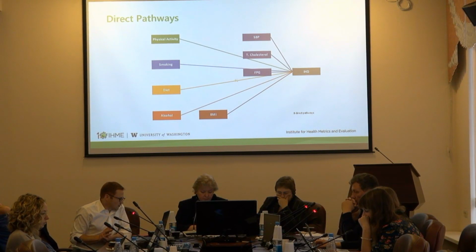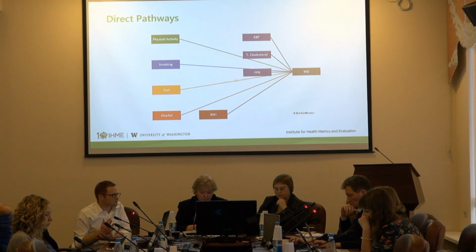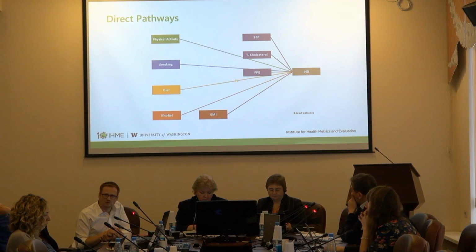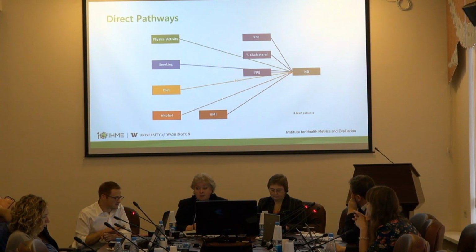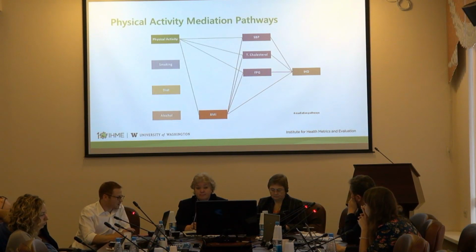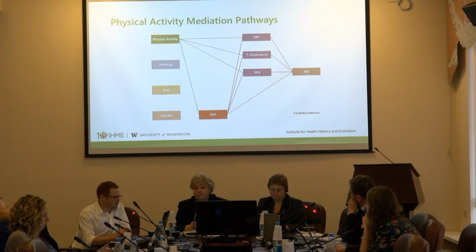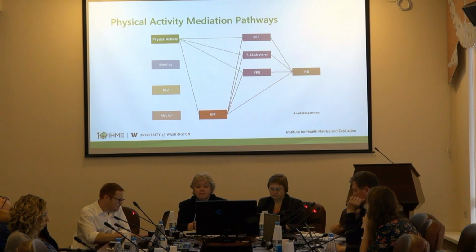What we have here are direct pathways between a number of risk factors that we estimate in ischemic heart disease. So there are direct connections between physical activity, smoking, diet, alcohol, BMI, systolic blood pressure, cholesterol, fasting plasma glucose. All of these things are directly connected to ischemic heart disease. But they're also connected through mediation. So for example, physical activity has connections to ischemic heart disease that run through the effect on systolic blood pressure. It has connections that run through the effect on cholesterol, through the effect on BMI.